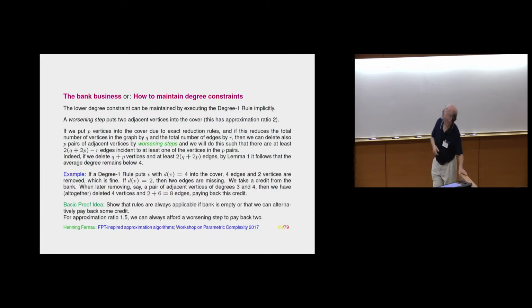So, this is maybe a bit of a bad slide, but I will go slowly through it. I will try to maintain this funny minimum degree constraint, like a minimum degree of 2, by using this degree 1 rule only implicitly, and making sure that this never hurts too much in terms of banking business.